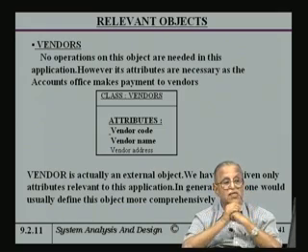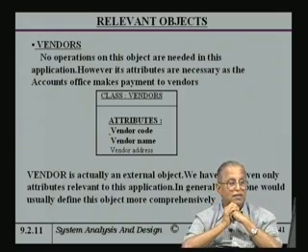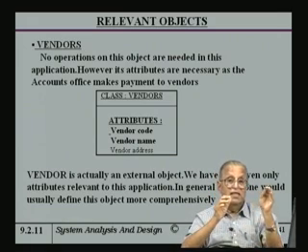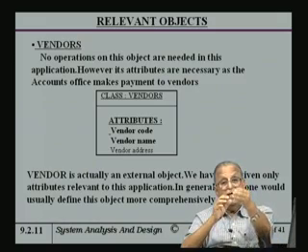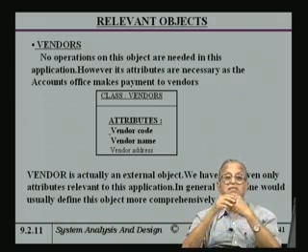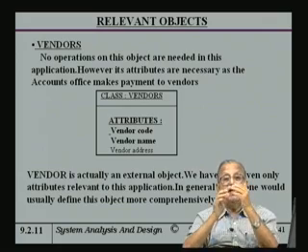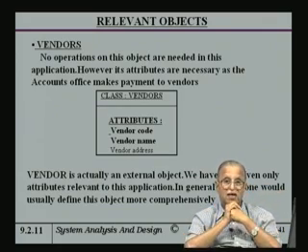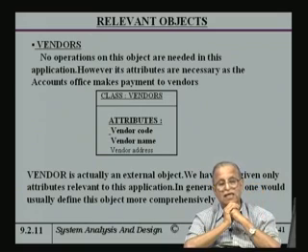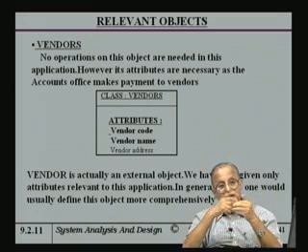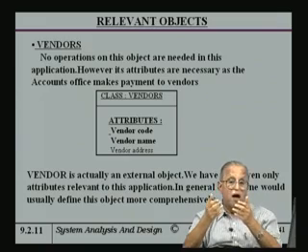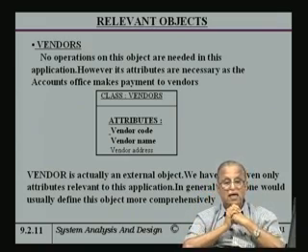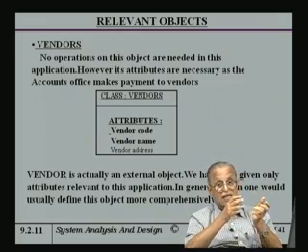Attributes are necessary for the accounts office to make payment because the address is required. So vendor is an external object with whom we interact, in the sense that the vendor is the person who sends the item, he delivers the item with a delivery note, and the vendor is the ultimate person to whom the payment goes. So vendor essentially is an external entity, and the attributes of the vendor are important from the point of view of the operations performed by some other object. But vendor itself as an object is not really relevant in this example.